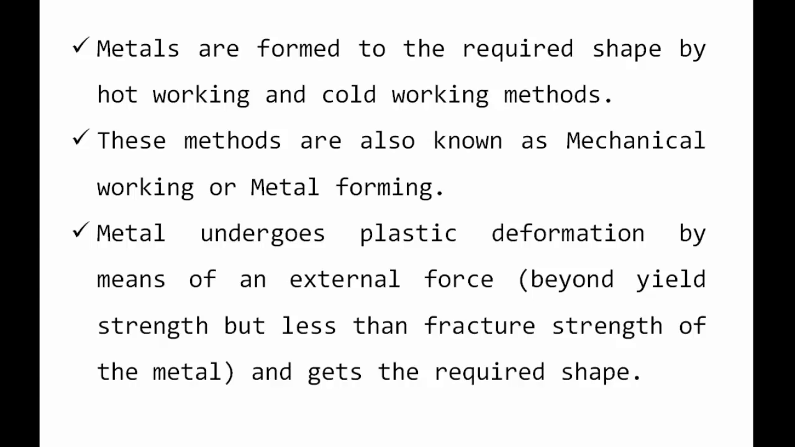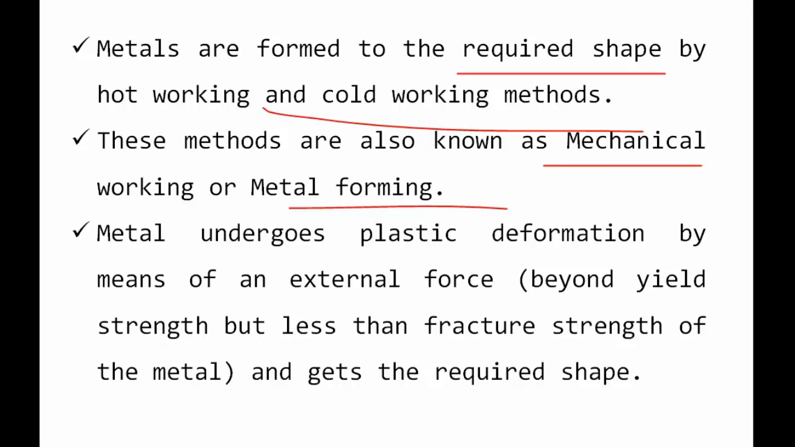First, we discuss what metal forming is and what methods are available. Here, metals are formed to the required shape by hot working or cold working methods. The particular method is known as metal forming or mechanical working. In metal forming, the metal undergoes plastic deformation by means of external force.